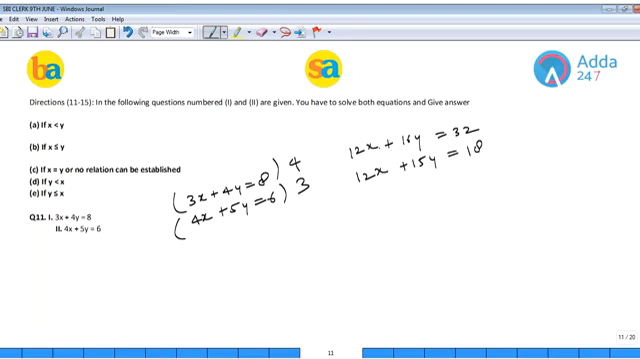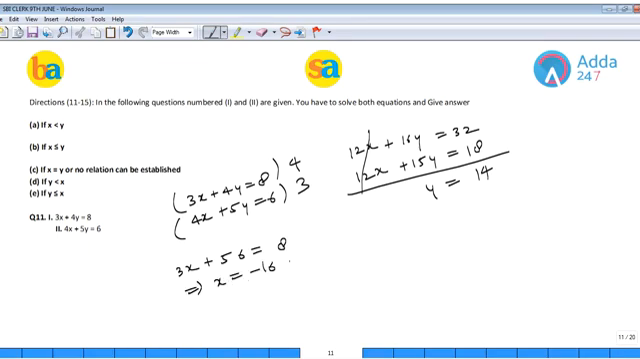So if we subtract equation 2 from equation 1, then we get y is equal to 14. So if we put the value of y in equation 1, then we get 3x plus 56 is equal to 8. So this implies x is equal to 16. This implies y is greater than x. So the value of y is greater than x.